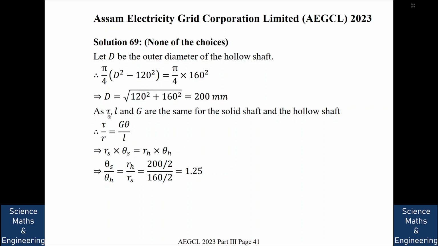Now we see the stress is the same, length is the same, and G is the same as it is of the same material. So we have tau by r equal to G theta by L. From here we get r theta is equal to a constant. So r of solid into theta of solid is equal to r of hollow into theta of hollow. So theta of solid by theta of hollow is equal to r of hollow by r of solid. So r of hollow is 200 by 2 and r of solid is 160 by 2. From here we get 100 by 80, or 1.25.